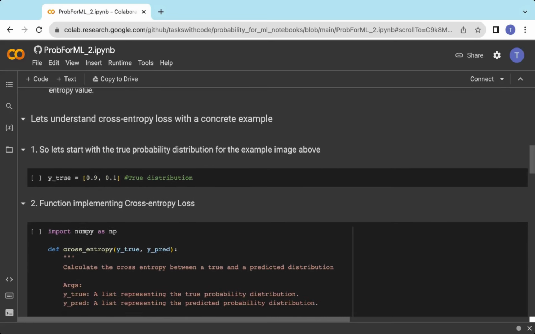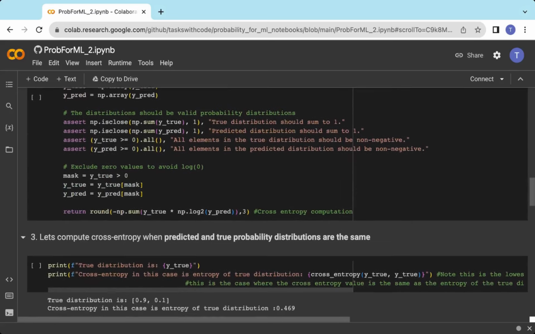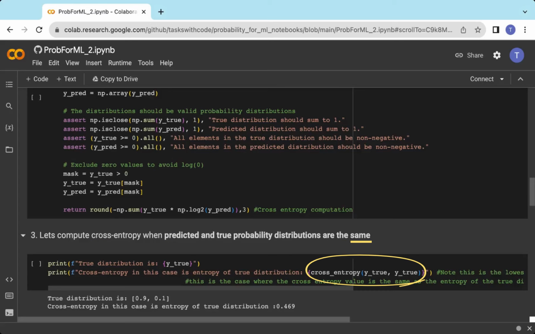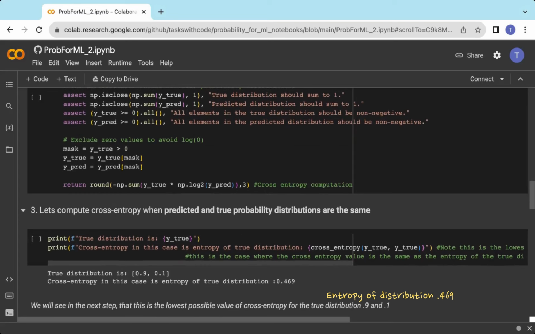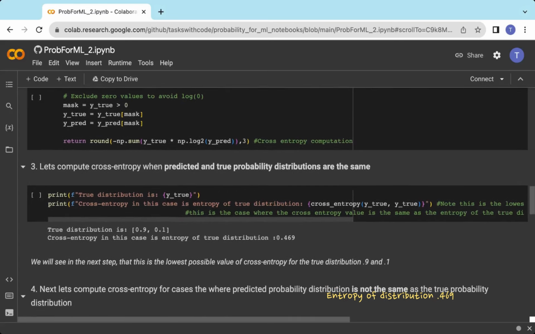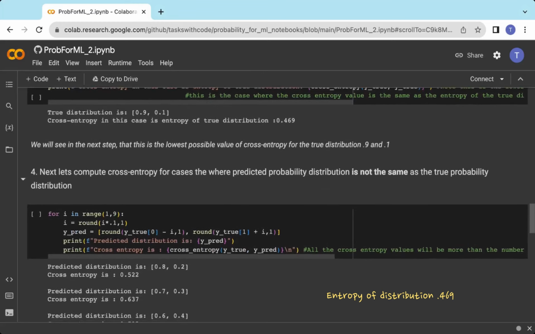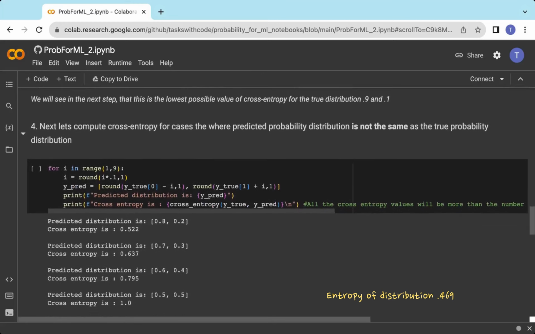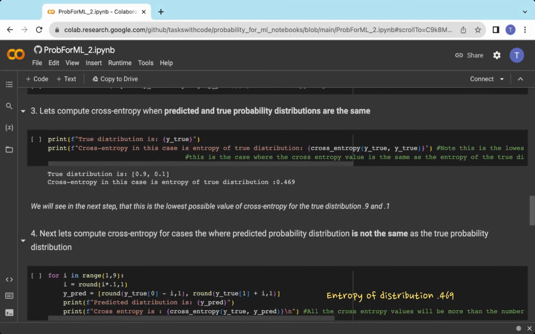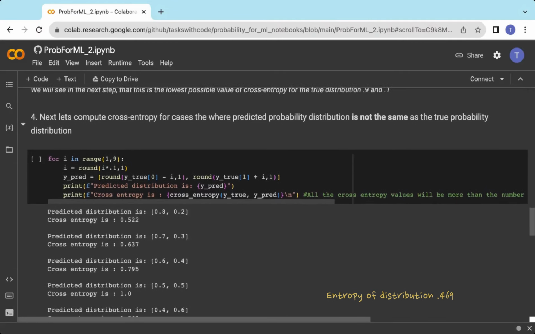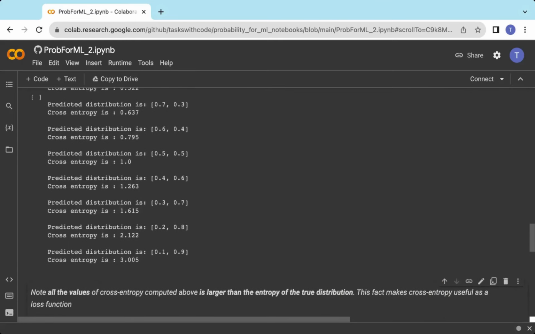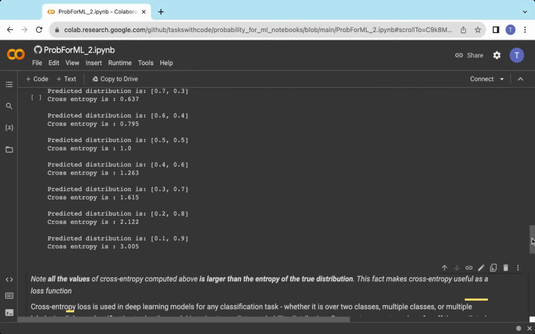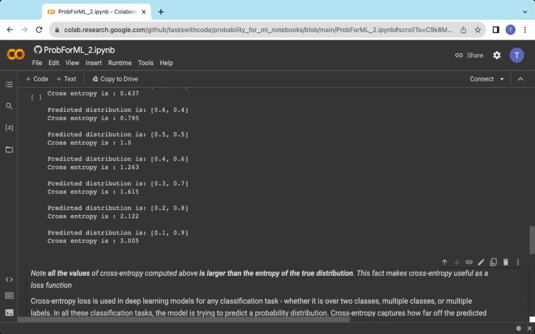Let's compute cross-entropy when predicted and true probability distributions are the same. We will see in the next step that this is the lowest possible value of cross-entropy for the true distribution 0.9 and 0.1. Now let's compute cross-entropy for cases where the predicted probability distribution is not the same as the true probability distribution. Note all the values of cross-entropy computed above are larger than the entropy of the true distribution. This fact makes cross-entropy useful as a loss function. As mentioned earlier, cross-entropy, which is a single number, captures how far off the model's predicted distribution is from the true distribution.